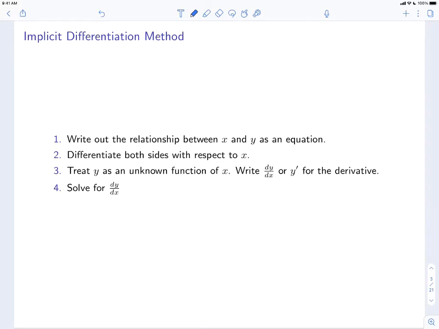Step 1. Write out the relationship between x and y as an equation. Step 2. Differentiate both sides with respect to x. Treat y as an unknown function of x. So for step 3, whenever you encounter a y and you want to differentiate it, write dy dx or y prime. Step 4. Solve for dy dx.